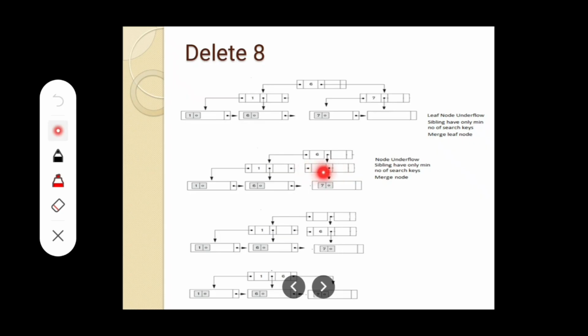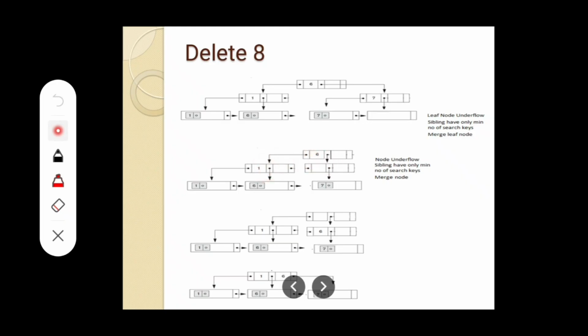Again look here. This has gone into an underflow condition. Why? Because it does not have the minimum number of search keys. So one solution to handle this underflow condition is to share search key values from the sibling. Does the sibling have anything to give? No, the sibling has nothing to share with this one, because it has only the minimum number of search keys. So nothing to share.